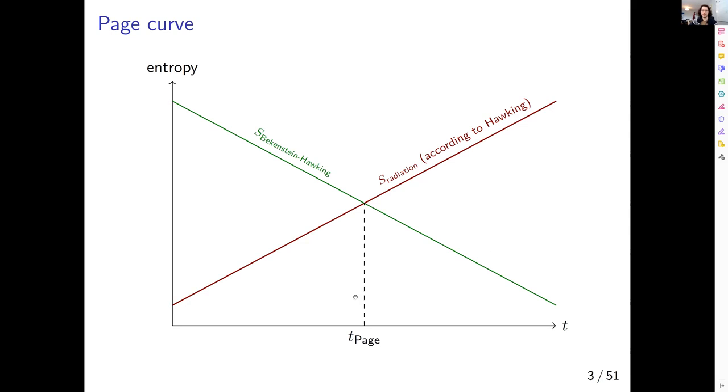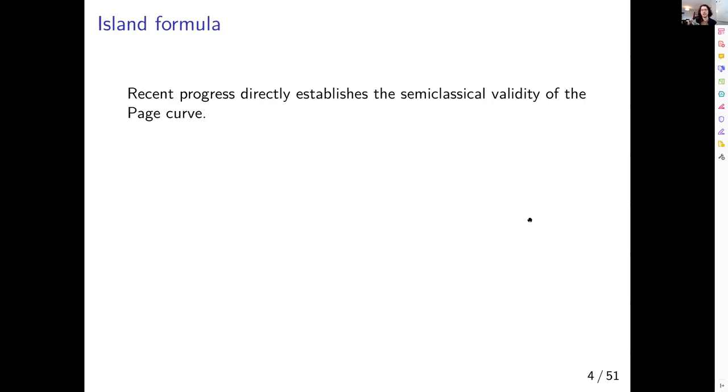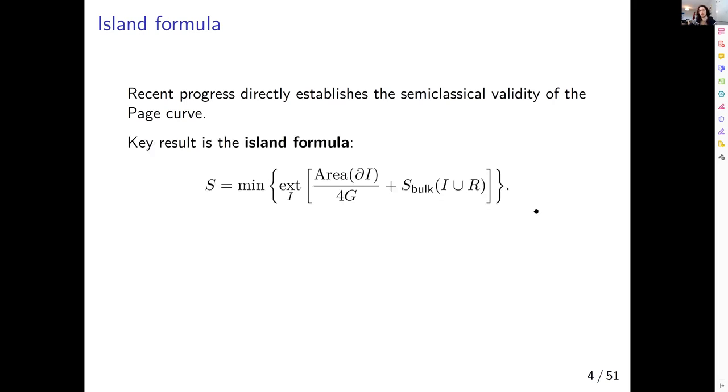So if we want to get unitarity back, we need to find a correction to Hawking's calculation that happens at about the Page time, so that the radiation entropy actually follows this curve instead. So it turns around at the Page time. And this is called the Page curve. And this is exactly what's happened in the past couple of years. We've found a way to get this Page curve using semi-classical gravity. So apparently the correct way to compute the entropy of the Hawking radiation is by using this so-called island formula.